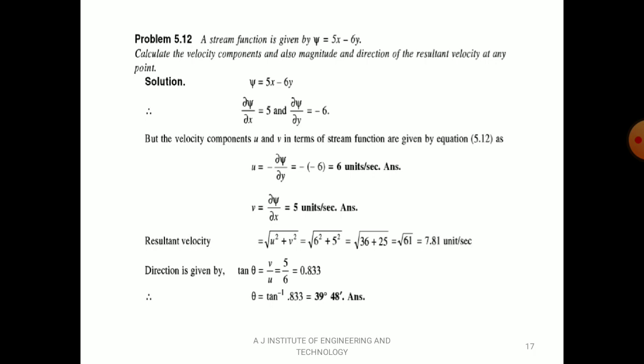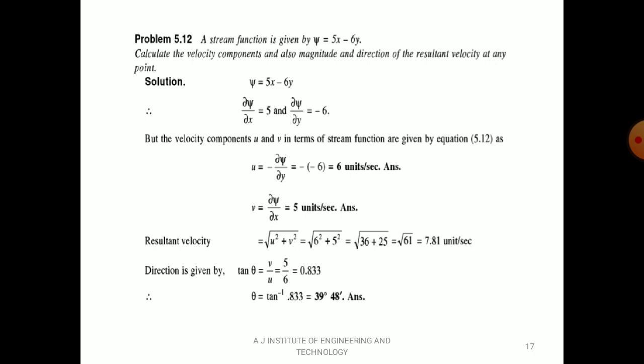Now let us go for the third problem. Stream function is given by psi equal to 5x minus 6y. Calculate the velocity components and also the magnitude and direction of the resultant velocity at any point. So just write down the given data, that is psi equal to 5x minus 6y. So from the definition of stream function, we have values of u and v. Let me discuss that later.